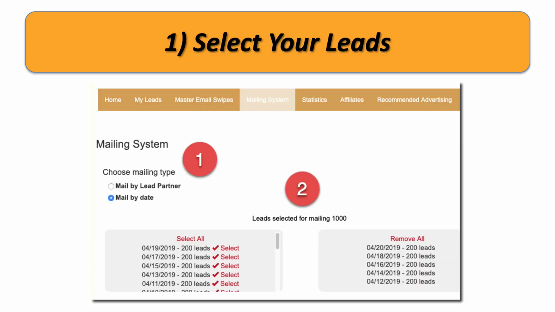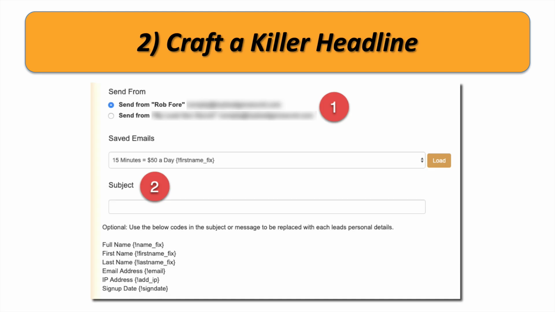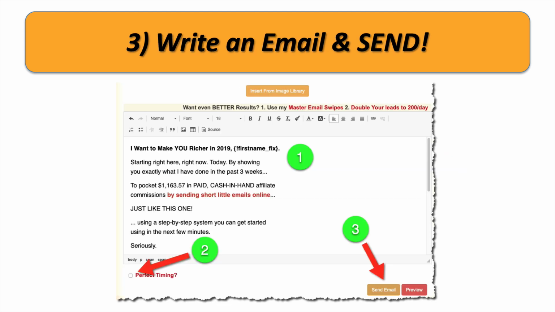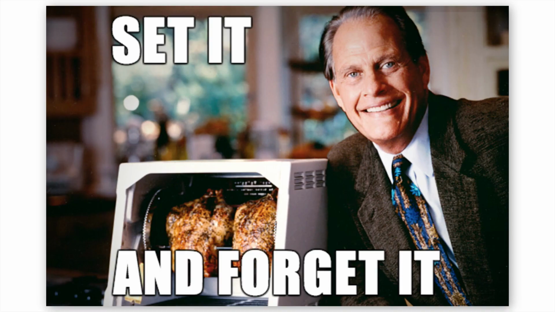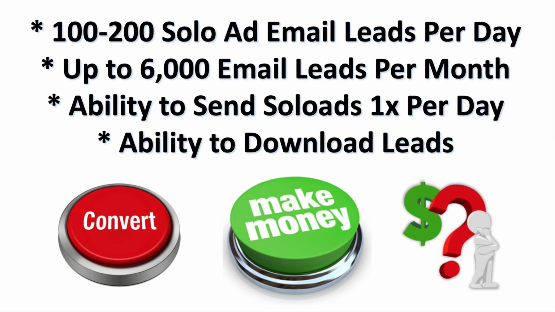Easy as 1, 2, 3. Select your leads, write a headline, write an email, press the send button. That's it. You're done for the day. Just set it and forget it. I mean, we're talking 100 to 200 solo ad email leads per day, up to 6,000 email leads per month. The ability to send a solo ad one time per day, the ability to download the leads. All of that, which is really good stuff.